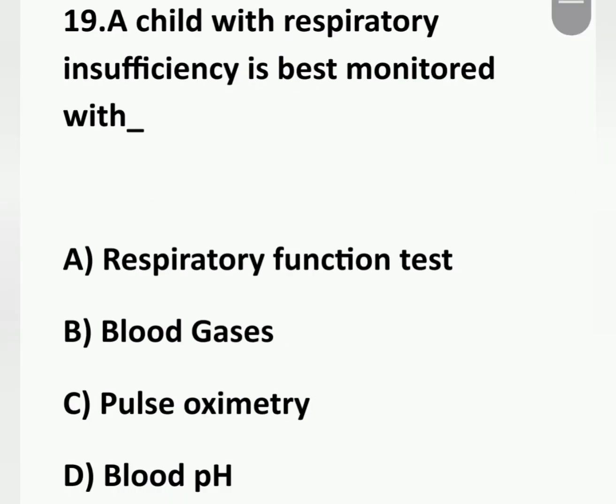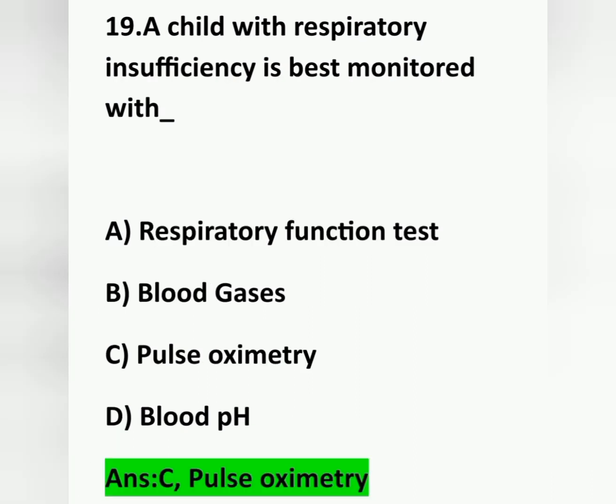A child with respiratory insufficiency is best monitored with. Options are option A respiratory function test, option B blood gases, option C pulse oximetry, option D blood pH. Respiratory insufficiency is best monitored with pulse oximetry in children. Option C is the correct answer.